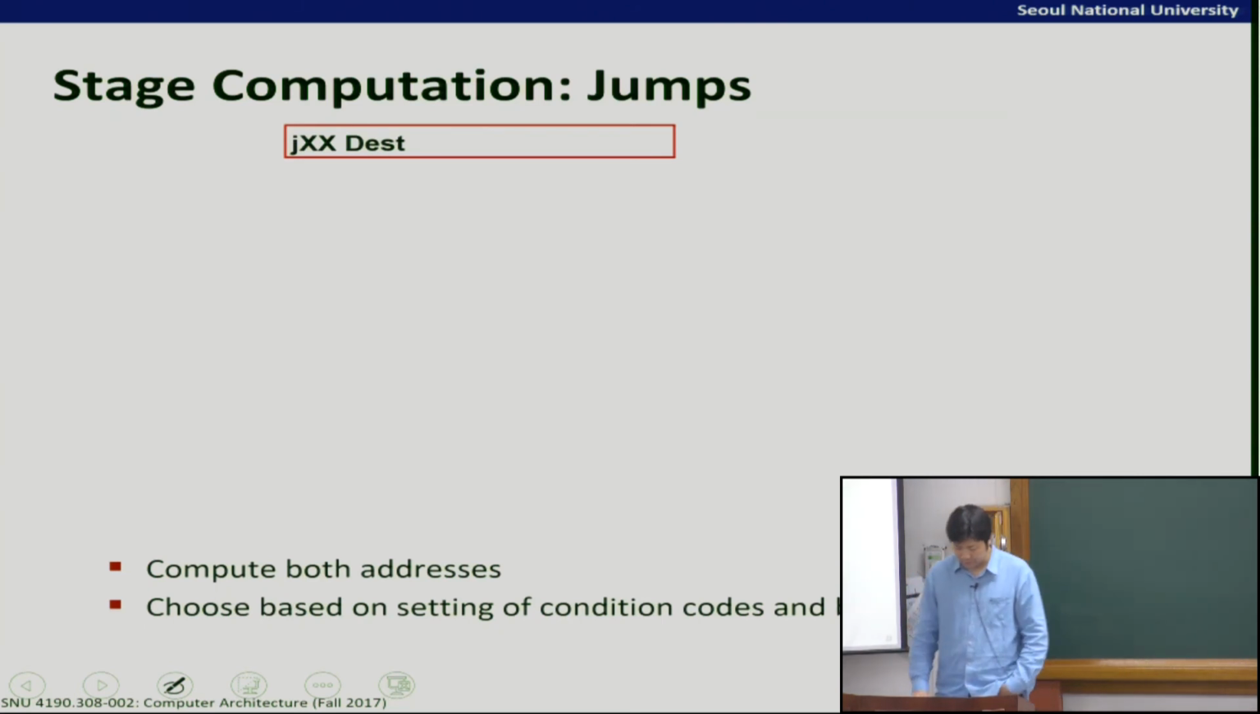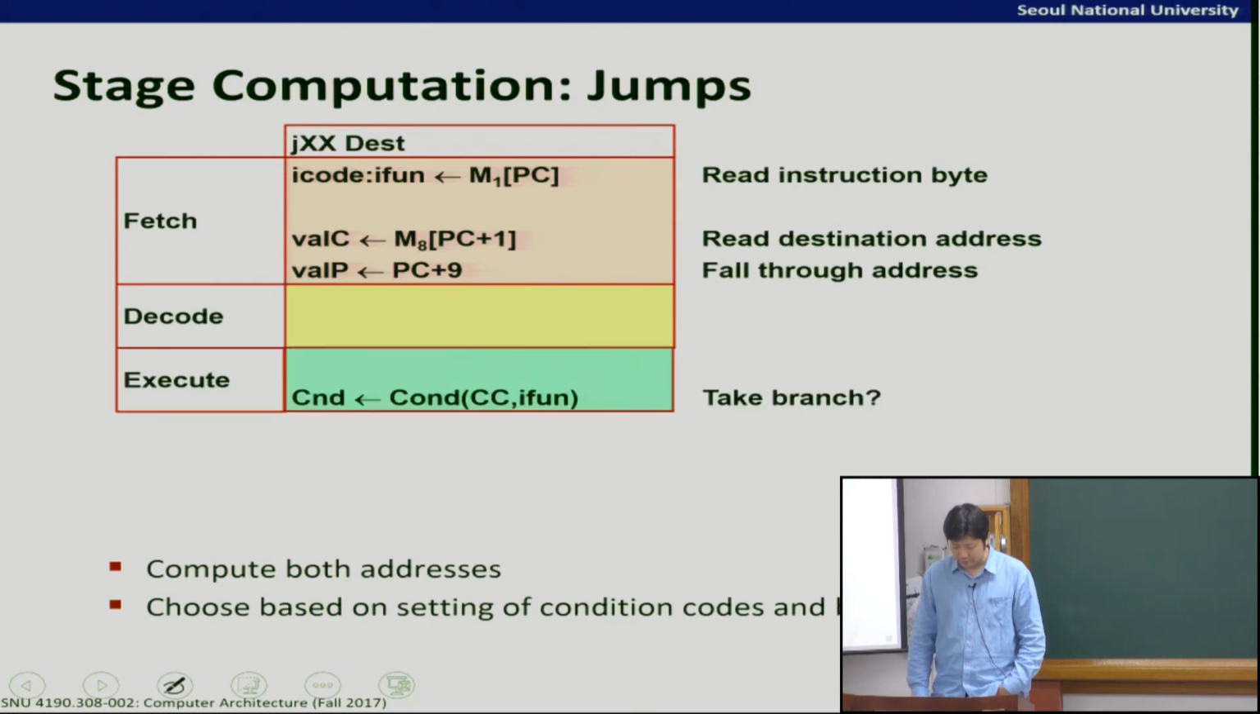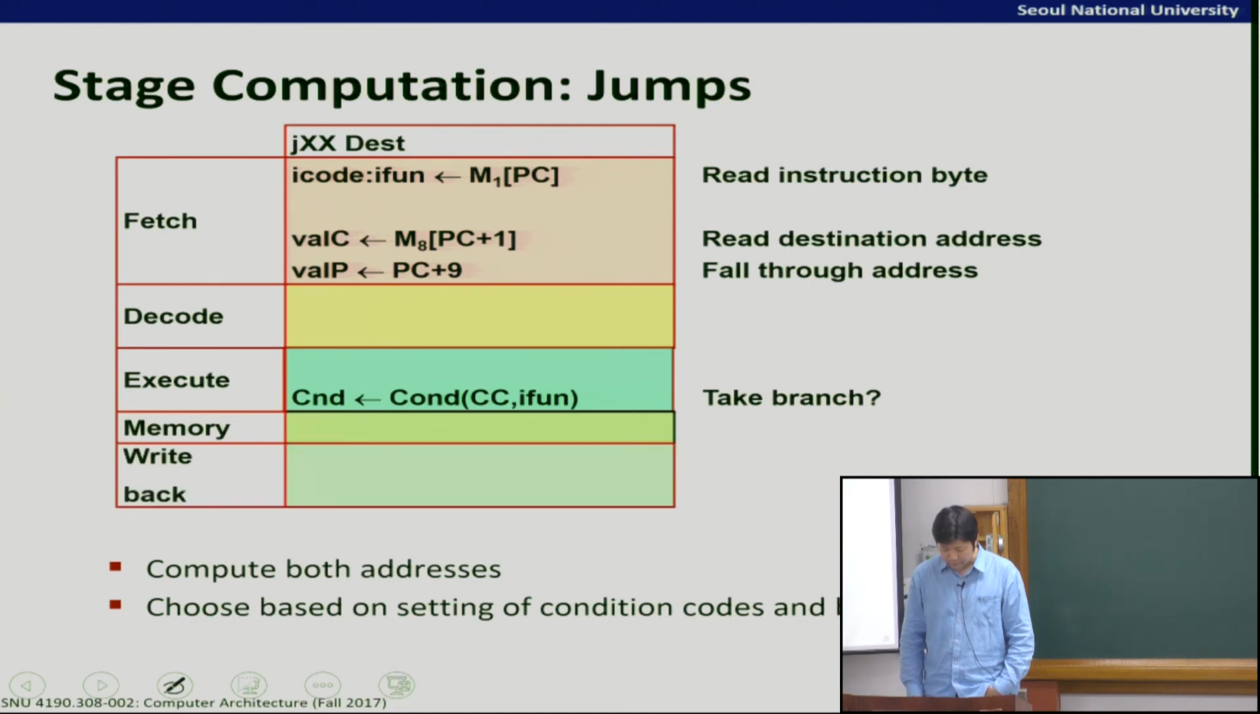All right. So stage computation, JXX test. Again, we do the same thing. Read the opcode and also read this constant value, the address. And valP is PC plus 9 because this instruction takes 9 bytes. In decode stage, we do nothing. In execute stage, we check the condition, right? Whether this is true or not, based on the value of the condition code. And we generate a 1-bit signal, Cnd. Cnd is basically 1 bit, true or false, specifying whether this certain condition is satisfied or not. Memory, do nothing. Write back, do nothing.